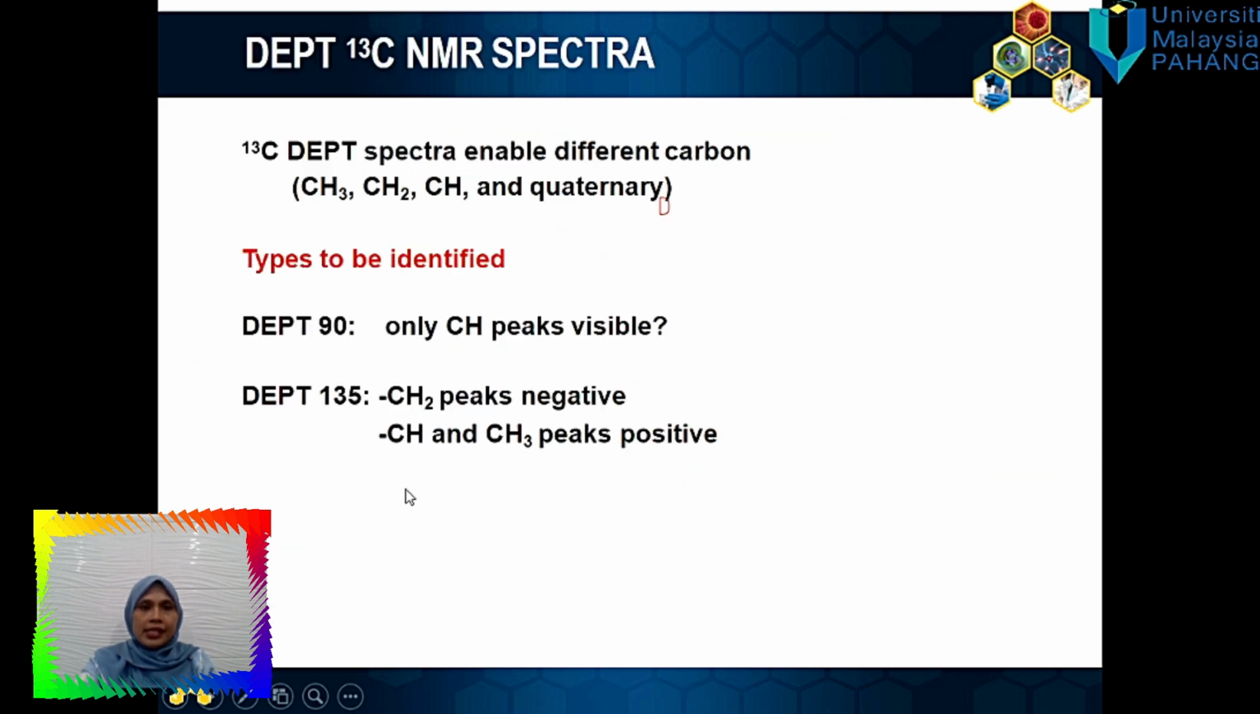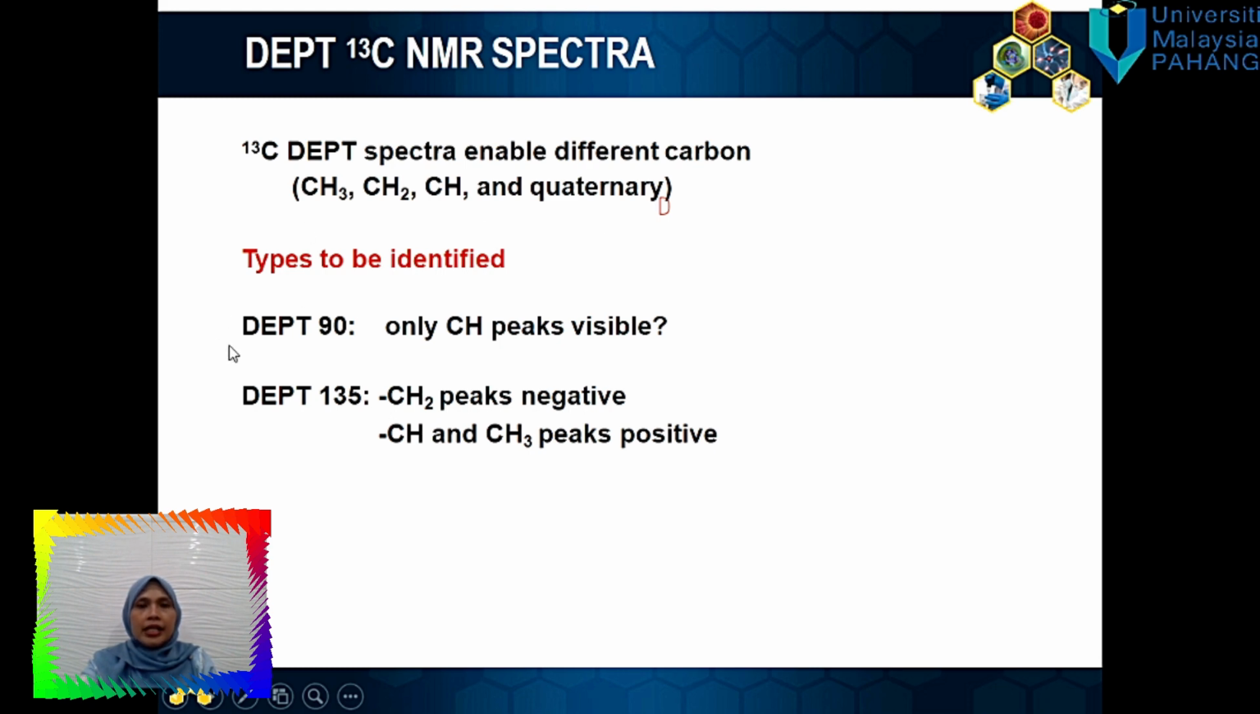Now we come to the first topic of 2D NMR. The first topic is the DEPT C13 NMR spectra. Normally, we only hear about C13 NMR spectra. All the carbons will appear in the C13 spectra, including methyl carbon, methylene carbon, methine carbon, and quaternary carbon. In DEPT C13, the purpose of DEPT is to differentiate between all these four types of carbon.